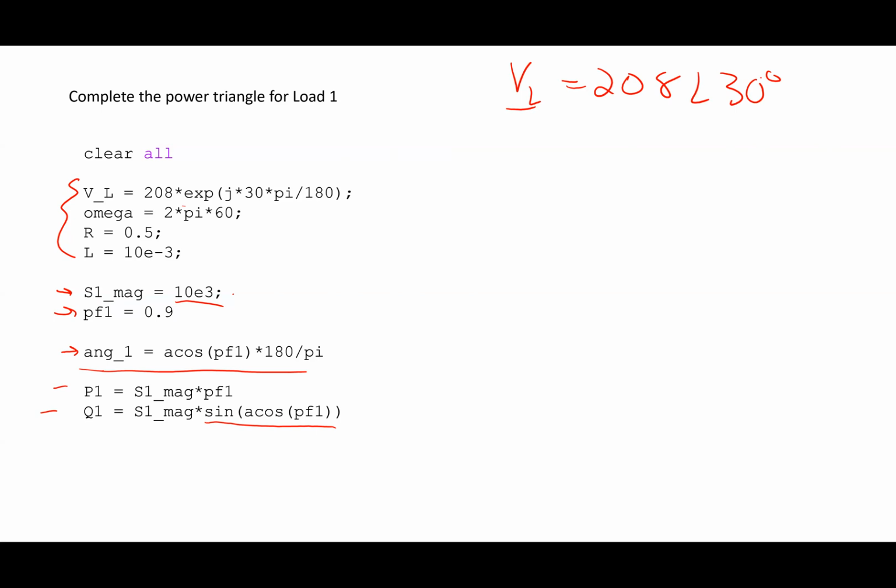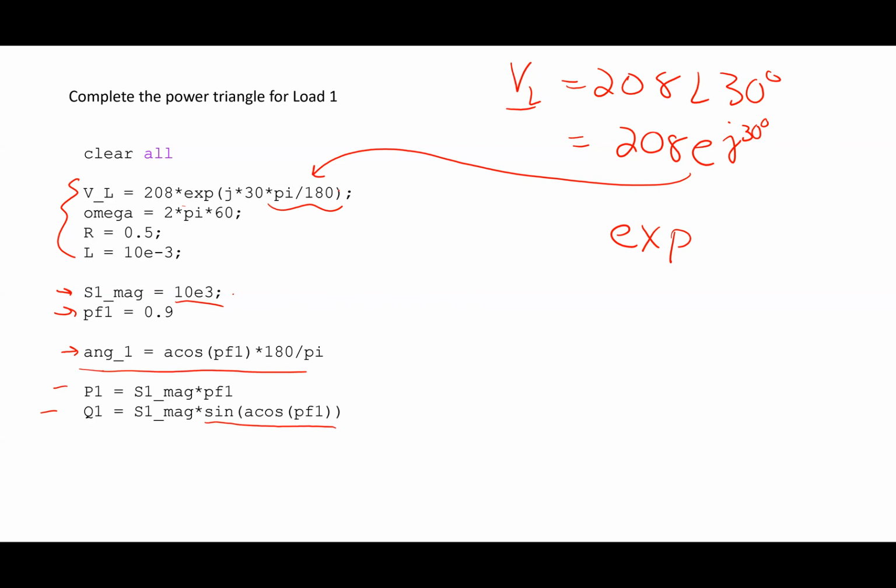MATLAB has no way to deal with polar, but it can deal with the Euler form, the complex exponential form. So what I did here was I wrote 208 e to the j 30 degrees, which MATLAB does not like, the 30 degrees. Like I said earlier, exponential is a function with an argument. In MATLAB, exponential is exp. So I did e to the j 30 as exp of j times 30 times pi over 180, which converts that from degrees to radians.